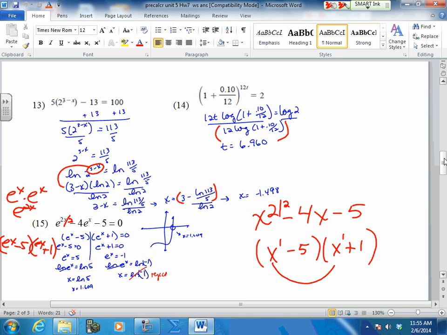For 14, how did you get rid of the log 2? We didn't. We took the log of both sides, and then we needed to solve for t. These are multiplied, so we divided both sides by this. I just didn't rewrite it on that side. We divided both sides by this. Oh.